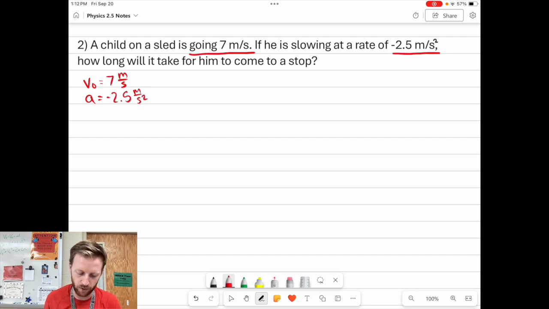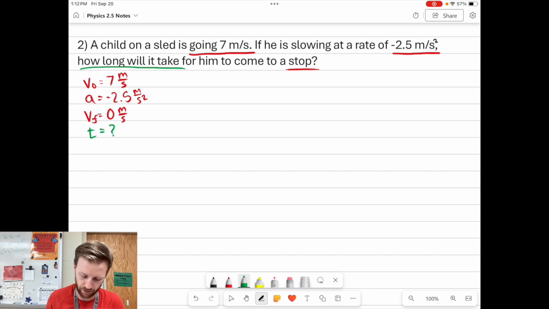But again, I'm out of numbers. Well, how long will it take him to come to a stop would imply that I'm looking for the final velocity to be 0 meters per second. All right, well then what's my unknown here? How long will it take? I'm looking for t. There we go. And then I need my equation. So that's the next step. And I have acceleration, velocities, and time. So it's going to be A is equal to VF minus V naught over T. And then I can substitute in my values.